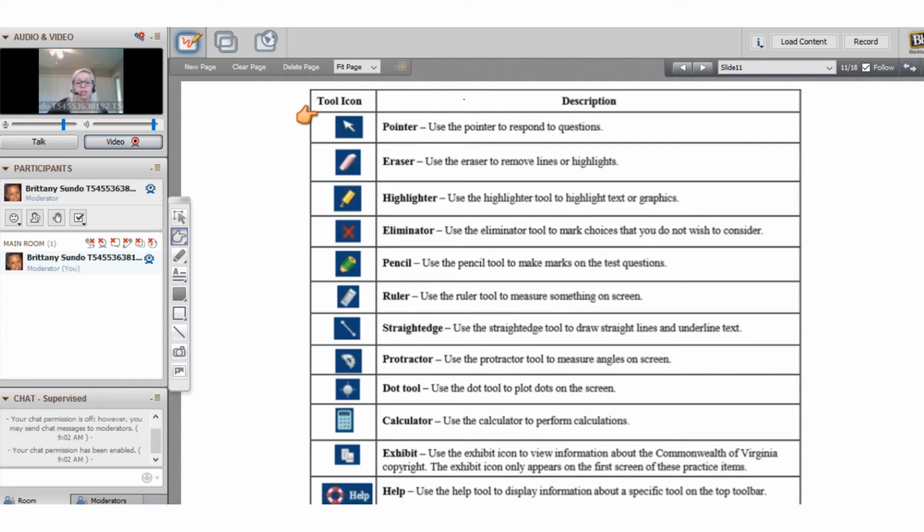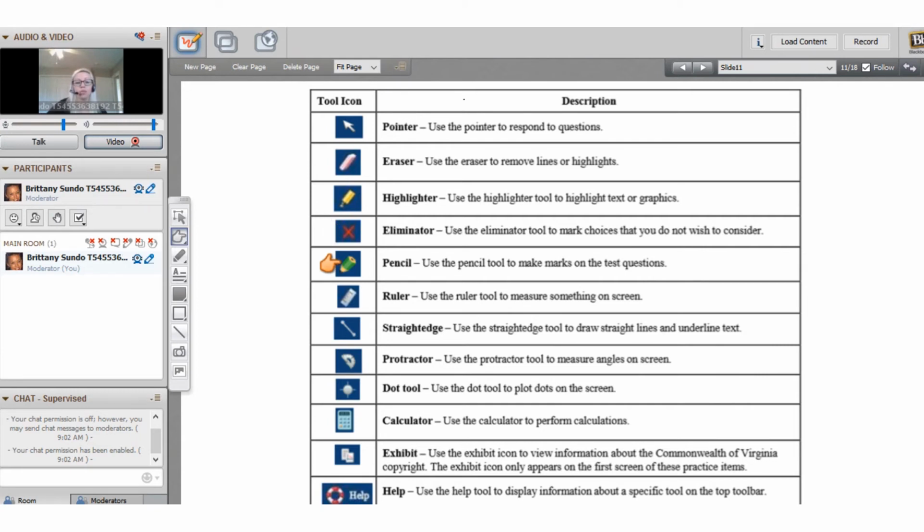So you can use a pointer tool, eraser, highlighter. One that I would really like to point out is the eliminator tool. You can use the eliminator tool to mark choices that you do not wish to consider. So this strategy we've been practicing in class by crossing out the answers that we do not wish to consider, we can do that by using this eliminator tool when we go to our actual test, okay?